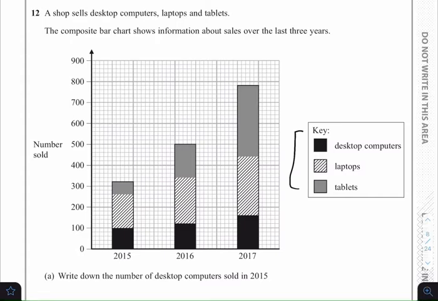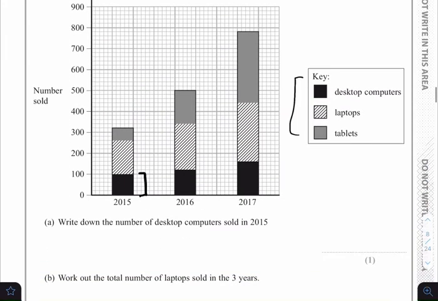We want to write down the number of desktop computers sold in 2015. So what we do is we just take this little segment here. If you look carefully, you can see there's 5 boxes, and this accounts for 100 being sold. So each box must have a value of 20 sold per unit. So 20 times 5 is 100, and that's how you get the answer of 100 desktops being sold in 2015.